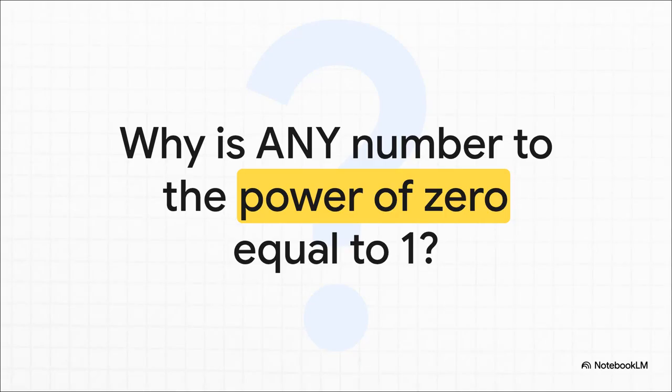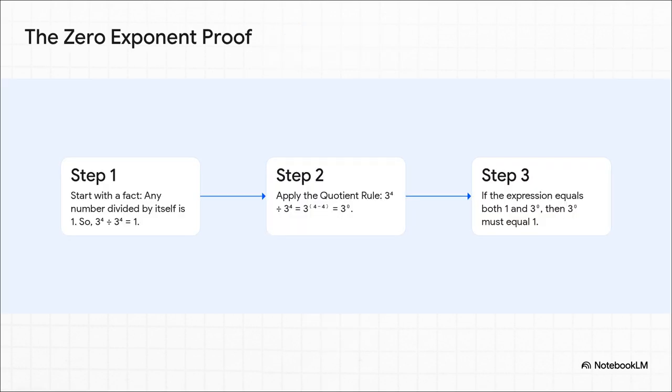Okay, let's get right to it. The big one. Why in the world is any number raised to the power of 0 equal to 1? It just feels wrong, doesn't it? Like, shouldn't it be 0? Well, nope. And it's not some weird mathematical magic trick either. There's a perfect explanation. So let's just walk through the proof, step by step.